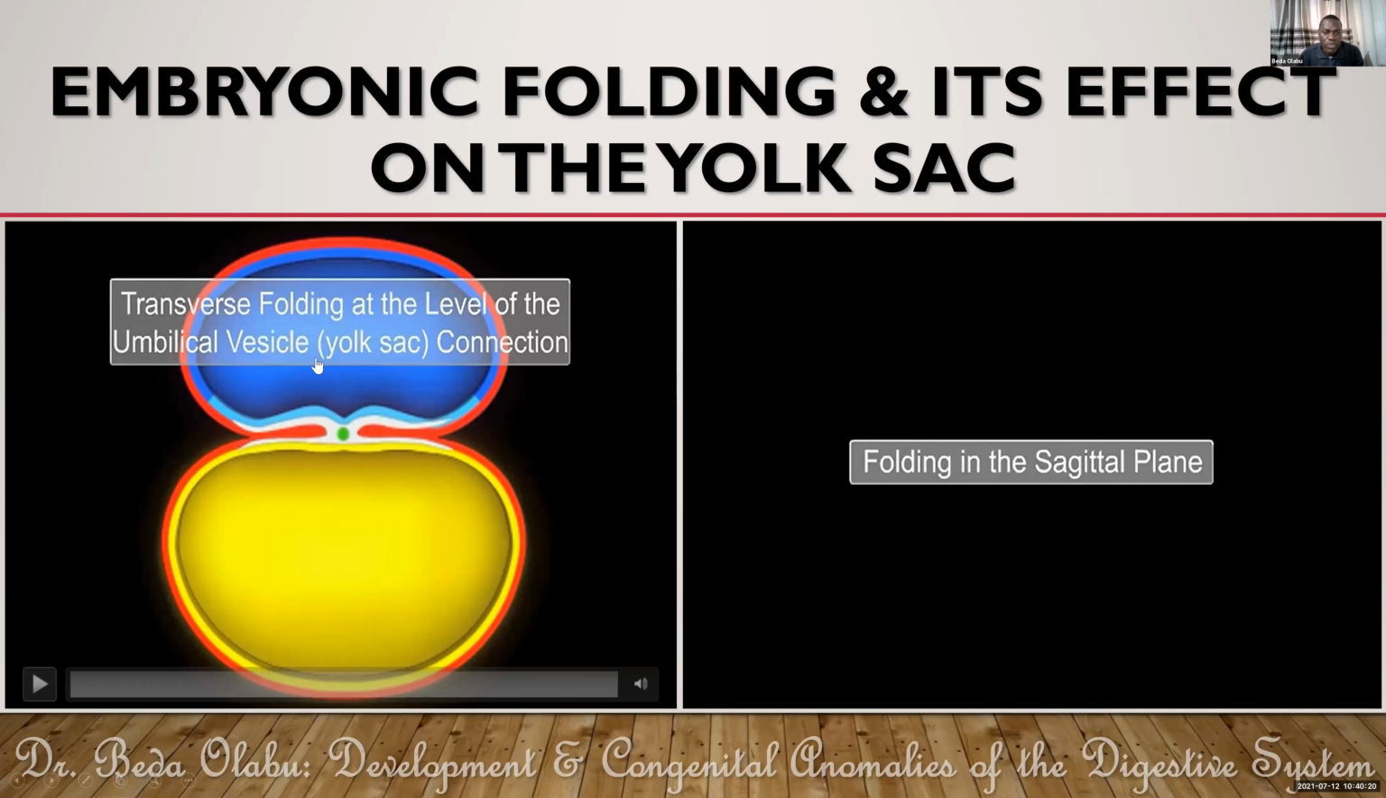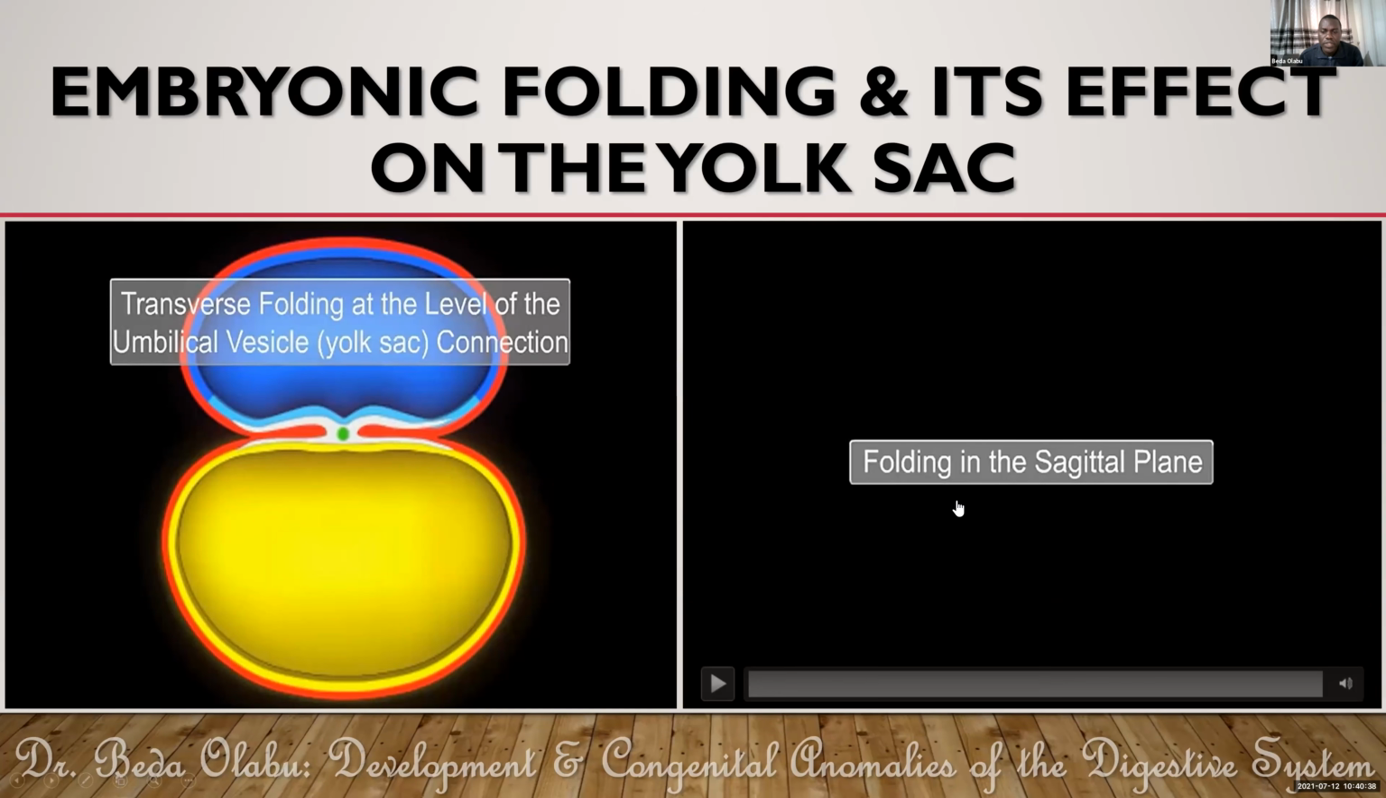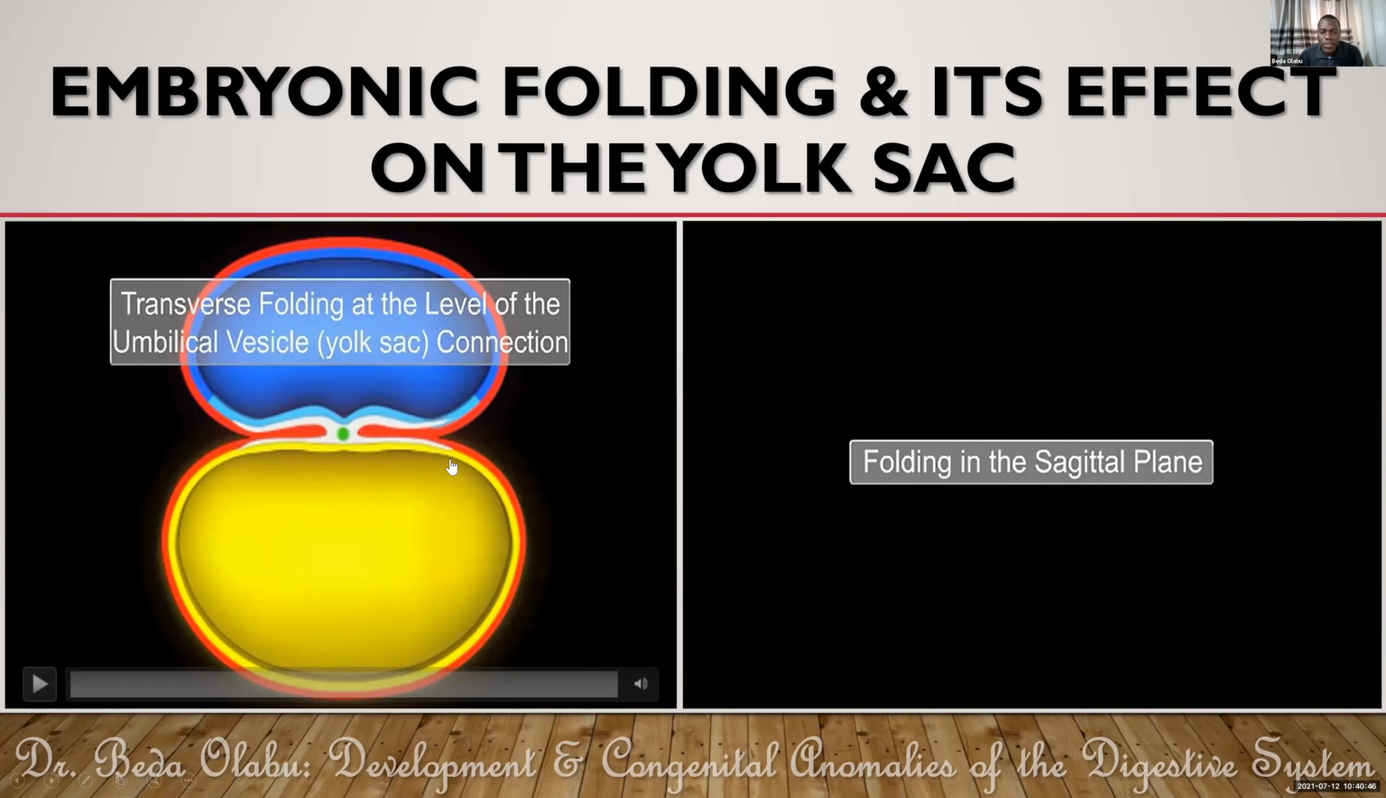Let's look at how the embryo folds in the transverse axis first. I'm going to play two videos for you. The video on your left shows the folding of the embryo in the transverse axis, and the video on your right will show the process of embryonic folding in the craniocaudal axis. As we play the videos, I want you to pay keen attention to the effect of these processes on the yolk sac.